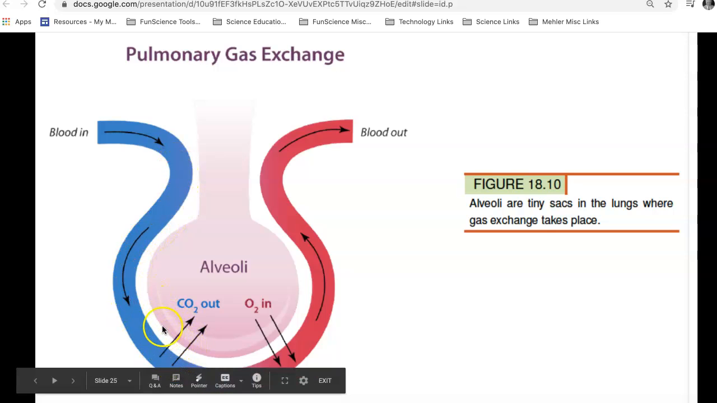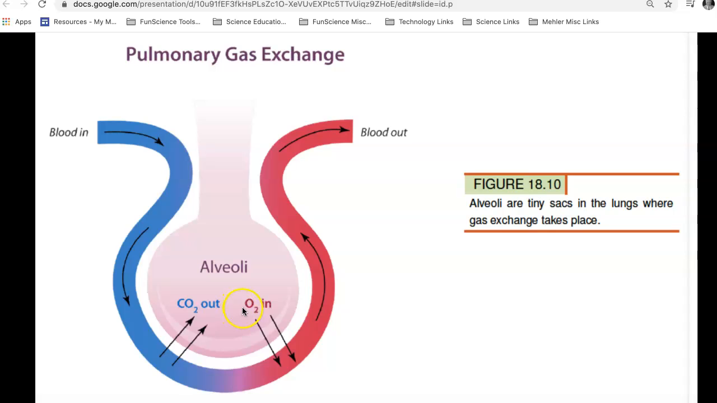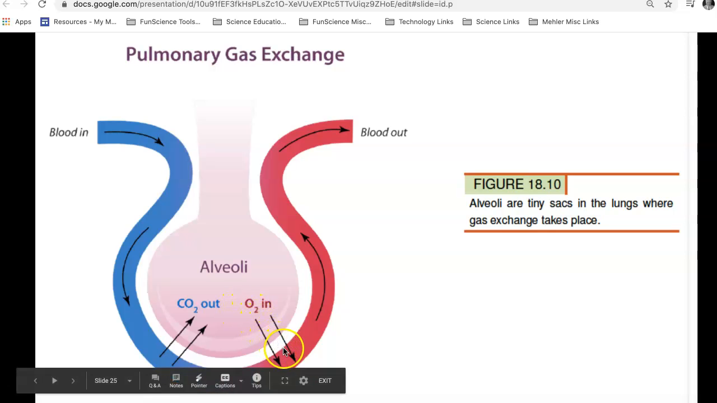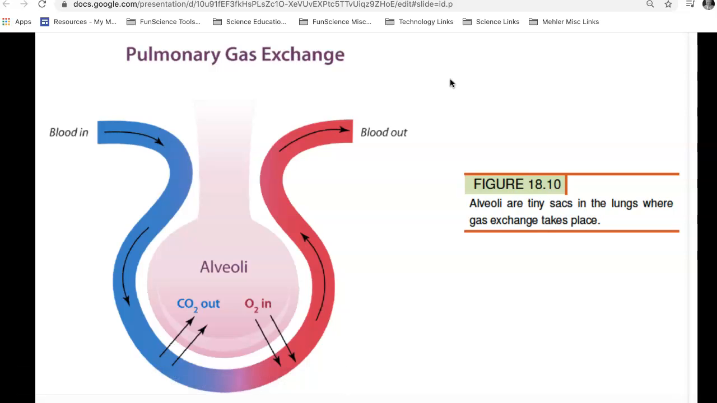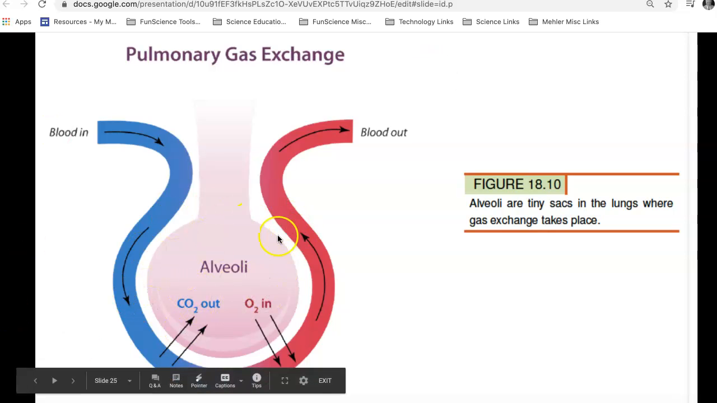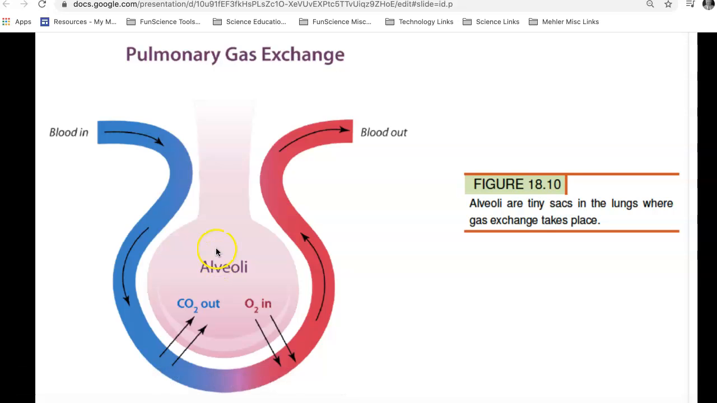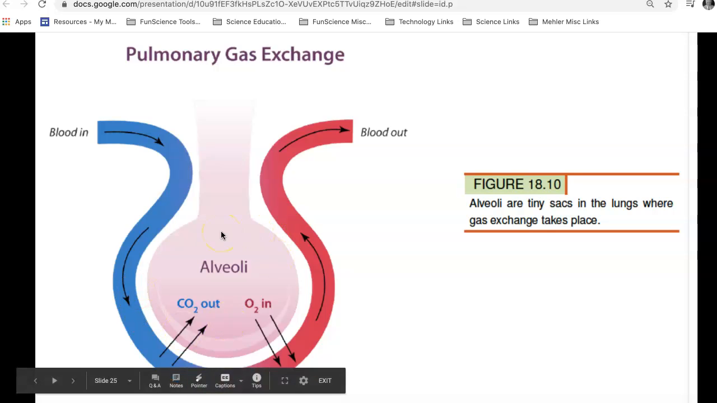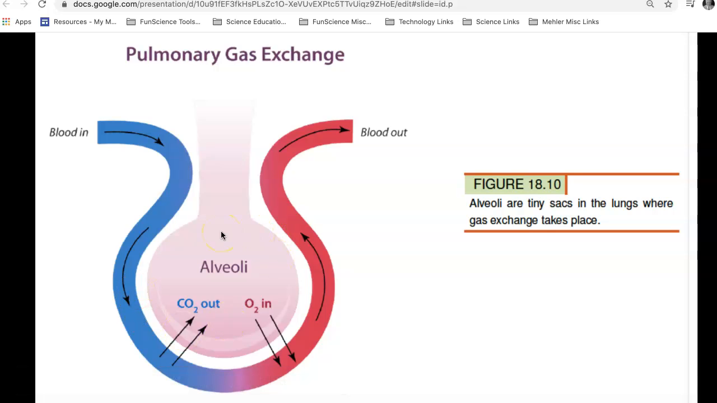This is a really, really tiny area here. It's close enough that through diffusion, carbon dioxide will come out, and oxygen will be picked up by the red blood cells. This is a really important process, and keeping these alveoli healthy, non-damaged, and free of liquid matters. Alveoli filling with liquid can be really difficult, especially with certain diseases like pneumonia. We want to keep those as healthy as possible.